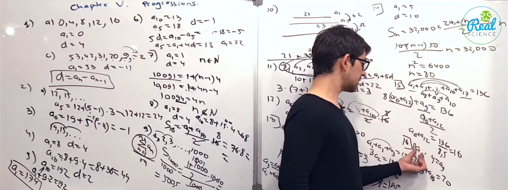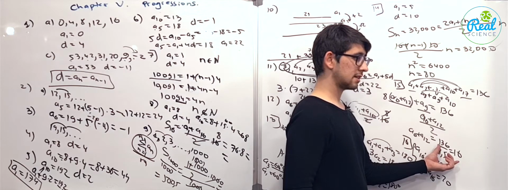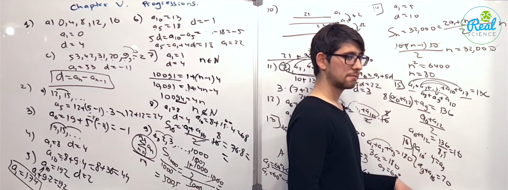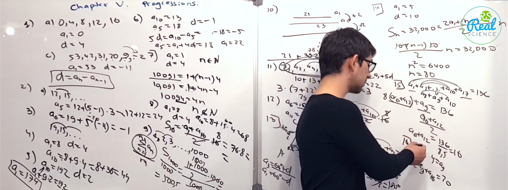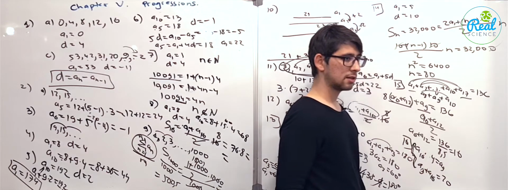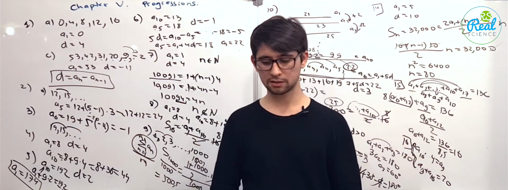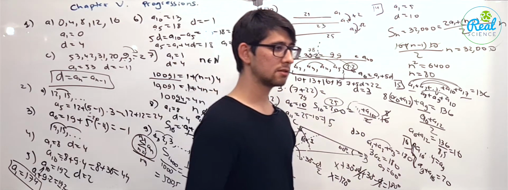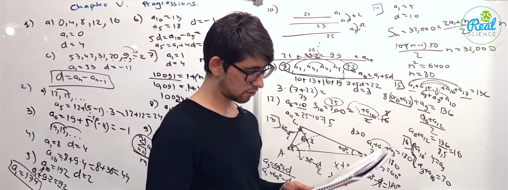You can expand it. A16 is A1 plus 15 times D, and A9 is A1 plus 8 times D, and the same for the next equation. You just have equations of A1 and D. You will solve it. You will find D and A1 that satisfy them simultaneously, okay? Do you have any questions, students? No questions? Okay, copy.